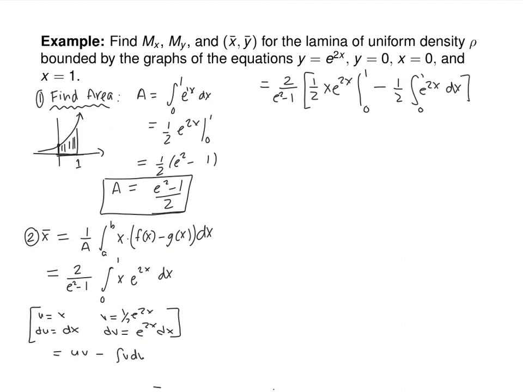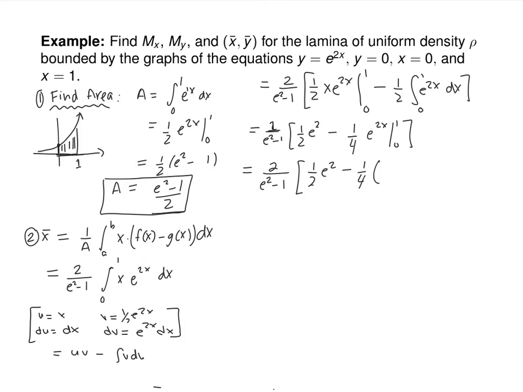All right, now continuing and plugging some stuff in, we'll have 2 over e squared minus 1 times 1/2 e to the 2, and plugging in 0 just gives us 0. When we antidifferentiate the e to the 2x, we get 1/2 times 1/2, which makes 1/4 e to the 2x, evaluated from 0 to 1. If you're going to make a mistake, it's probably right here. There are some potential sign errors that are happening. 1/2 e squared minus 1/4 times e to the second minus 1.